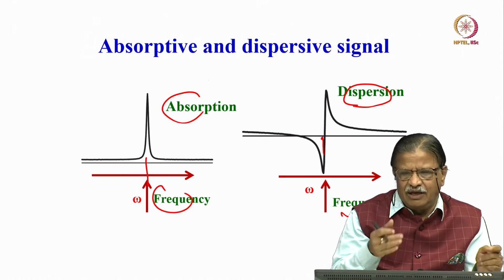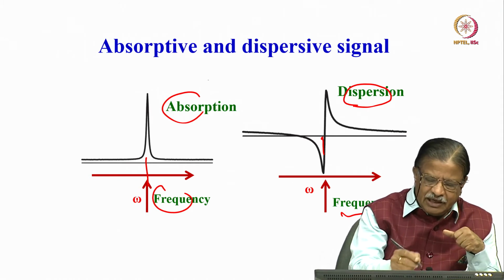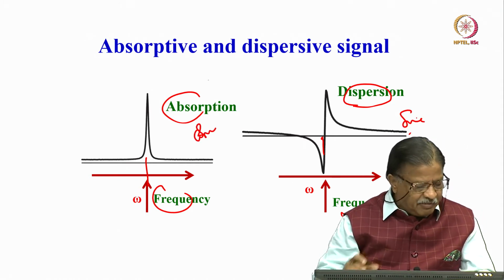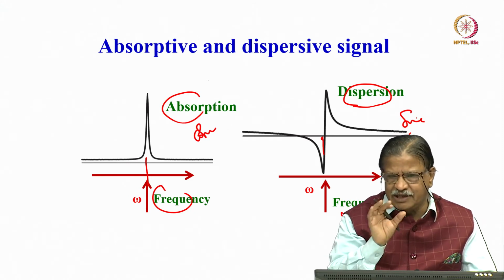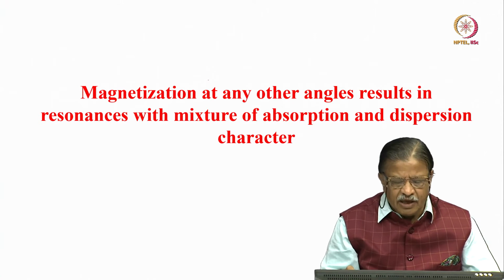Of course, when you were understanding the Fourier transformation, we knew that this is the cosine part of the signal, this is the sine part of the signal, we knew that. But anyway, I did not introduce that, I am just telling you what is an absorption mode signal and what is a dispersion mode signal.